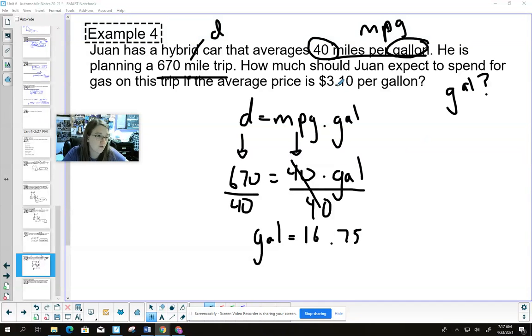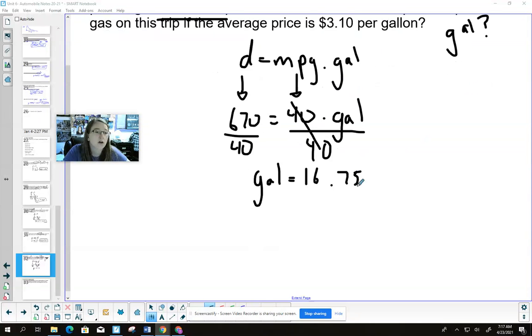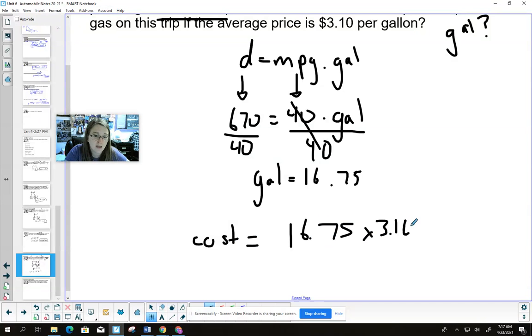How do we find the cost for it if it's $3.10 per gallon? What should we do for our last step? You guys should know this is to multiply, right? If I want the cost of something, I want how many of the things I'm buying times its cost. Again, per gallon is a multiply word. How many gallons we have times the cost. So multiply that out.